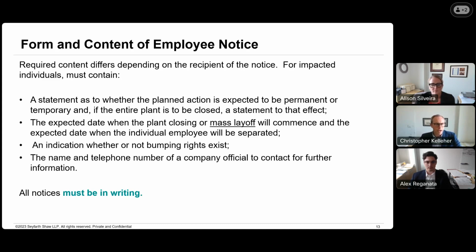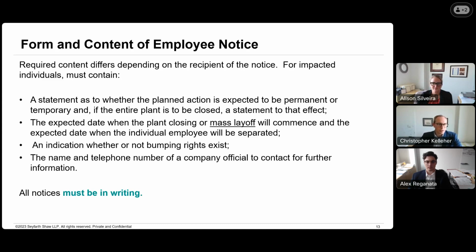There's no required method of delivery. So WARN notices can be delivered in person, through mail, certified or registered mail, overnight. It doesn't matter, but it needs to be calculated to get it to the employee within 60 days. Those notices are effective upon receipt, not upon mailing. So if you're going to be mailing it, you want to mail it in advance of that 60-day period. Typically, courts will recognize the 3-day mailbox rule. So if you mail it 63 days in advance, typically you're covered.